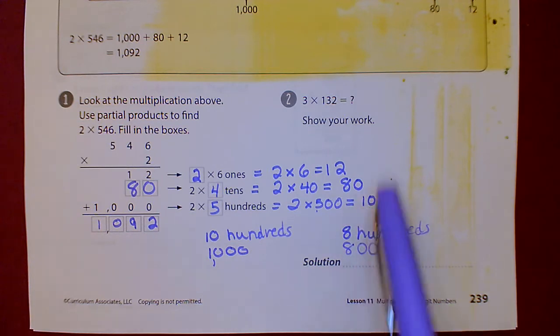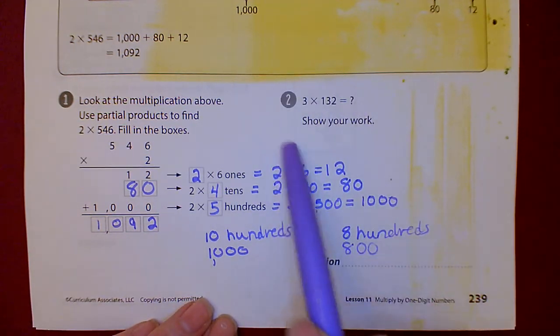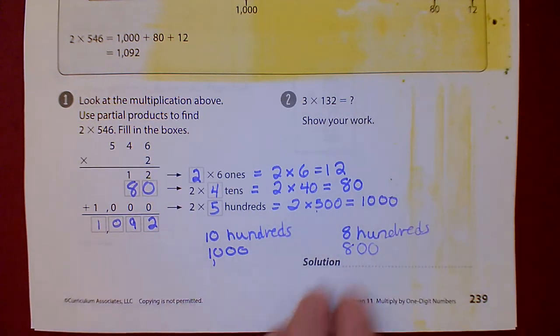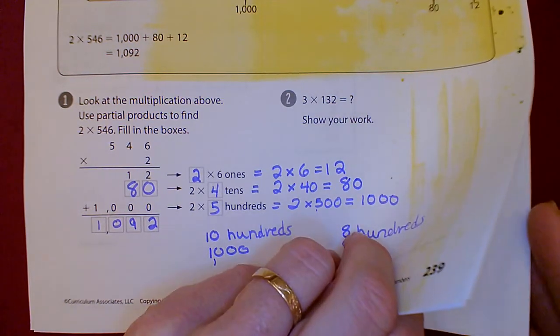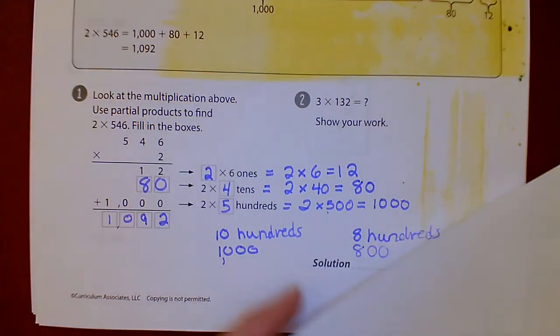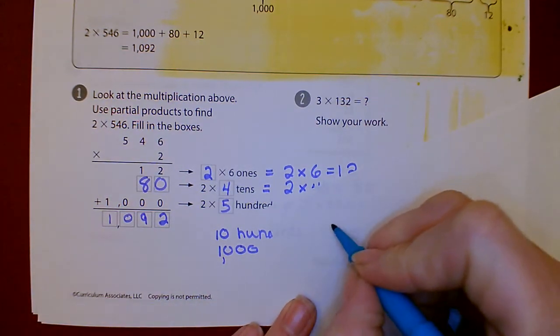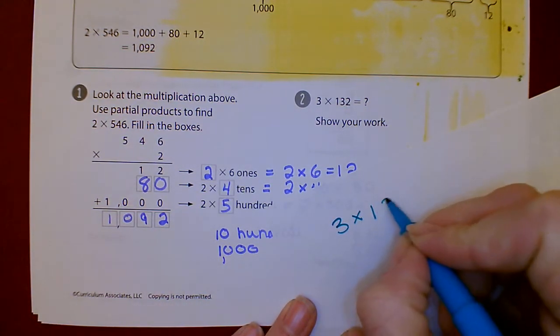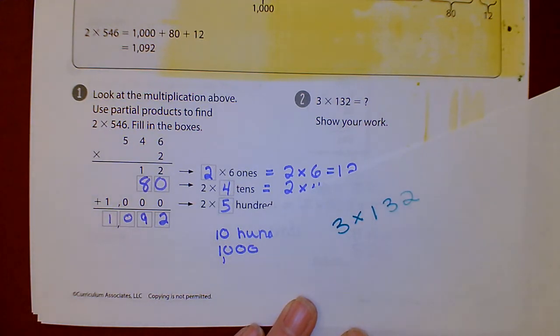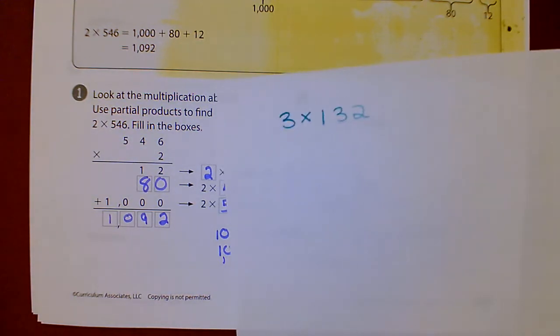So let's go ahead and we're going to do this one the same exact way, but I'm going to do it on a separate piece of paper just so that we have some room to work. So let me first write down what the problem is. So we are this time doing 3 times 132, and again, we are doing partial products.